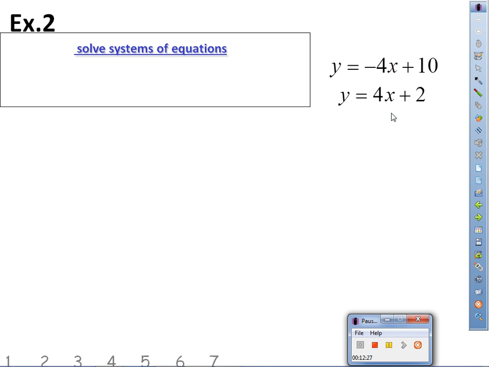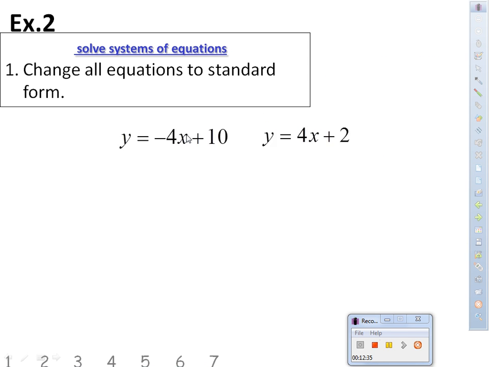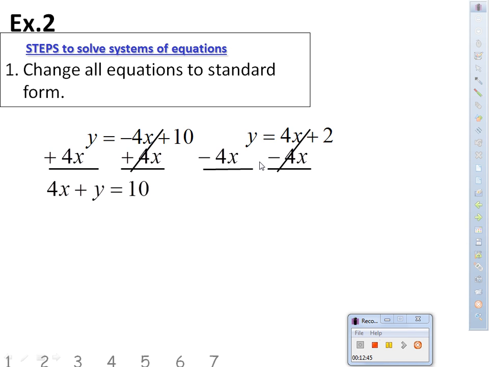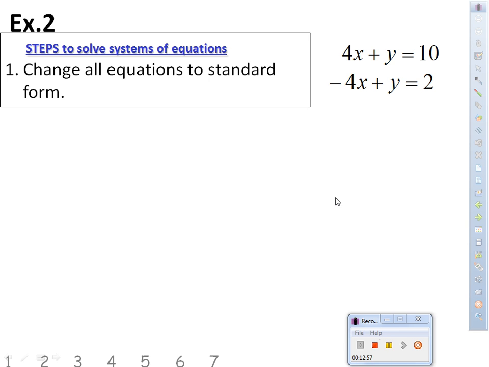Okay, let's see. So, standard form, you need to change these. You should have added 4x to this one, so our equation is 4x plus y equals 10. This one, subtract 4x, so you should have gotten negative 4x plus y equals 2. And so, you got that part. Okay? What did we do after that? We stacked them, right? So I'm going to bring these two and write them here. And step 2 is to eliminate one of the variables.